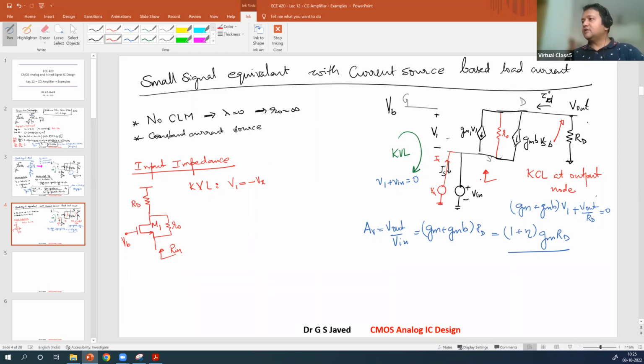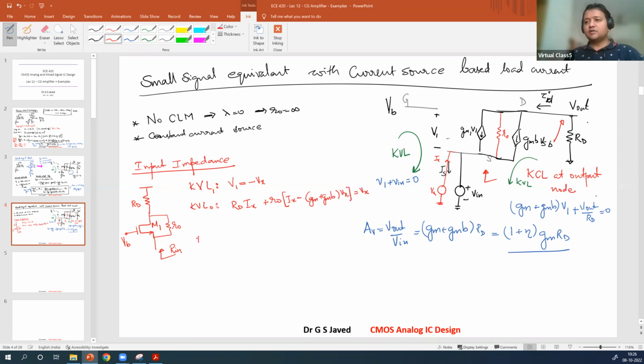Then what is the other Vx test that we get? Apply KVL in this loop. When you are applying KVL inside the loop and KVL at the outside loop, you get RD times Ix, total current, plus R0 times Ix minus gm plus gmb times Vx is equal to the final value Vx.